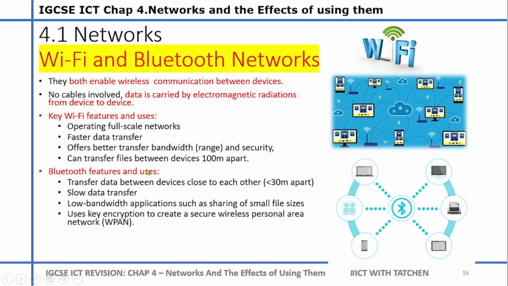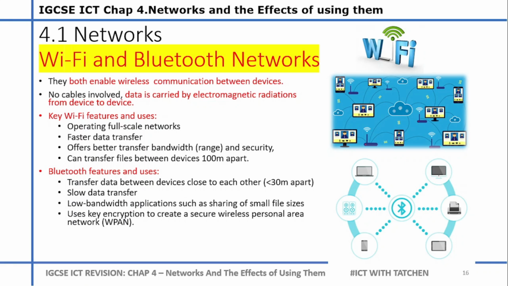Now, some Bluetooth features are that they can transfer data between devices close to each other. For Bluetooth, we're looking at a distance of less than 30 meters, while for Wi-Fi, we're looking at up to 100 meters. For Bluetooth, we have slow data transfer when you compare it to Wi-Fi. Then we also have low bandwidth, such as in sharing of small file sizes. So you can't share large file sizes when you're dealing with Bluetooth.